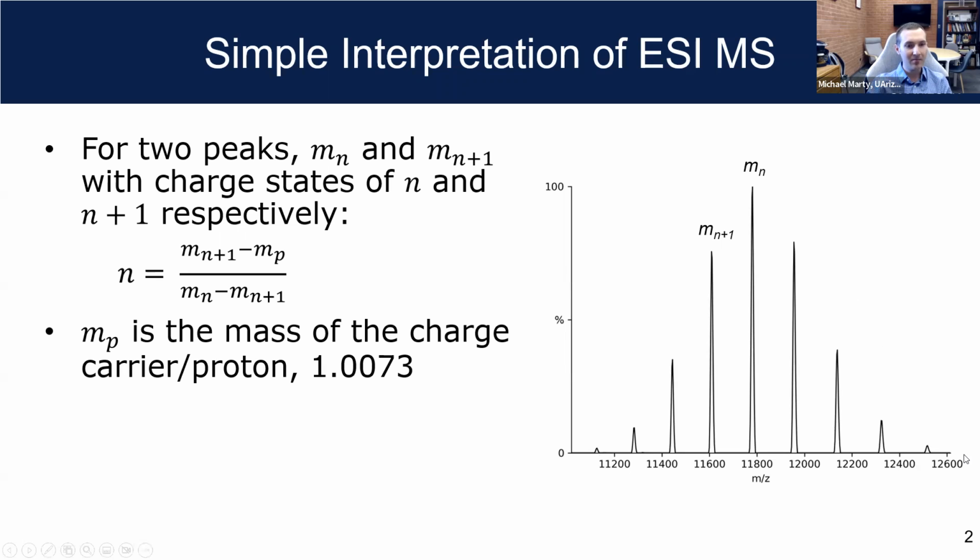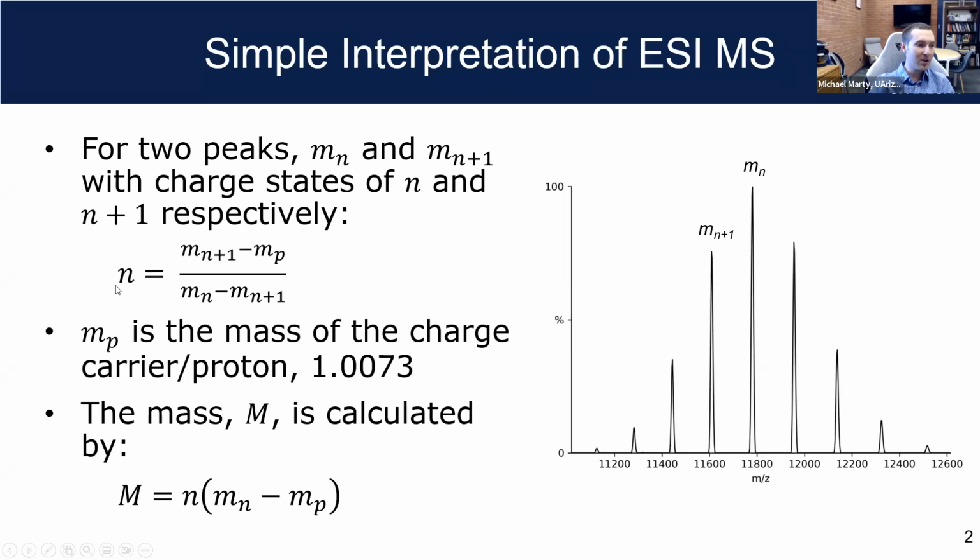although sometimes by the isotopes as well. Most of you probably learned this when you took analytical chemistry or mass spectrometry: you can basically solve this equation where, if you have two peaks, measure the mass over charge, and know they're one charge apart, you can solve for the charge state. And from here, you can calculate the mass, right?